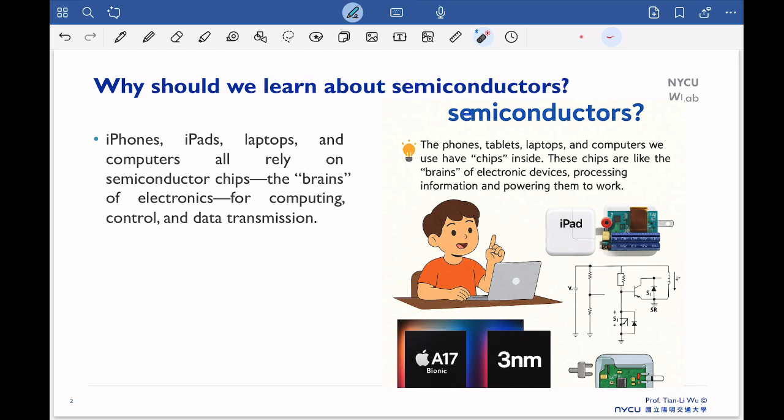You use the iPhone, iPad, the MacBook, or other laptop every day, even some of the very fancy AR, VR applications. So in general, all these iPhone, iPad, laptop, and also the computer actually all rely on the semiconductor chip. And then we can consider this chip as a kind of brain that actually helps us to do the computing, control, and data transmission.